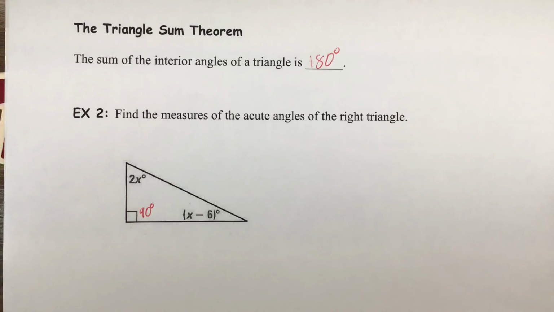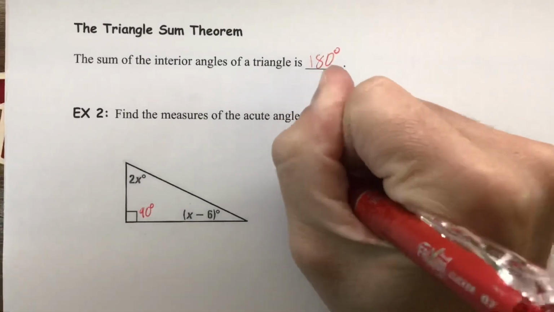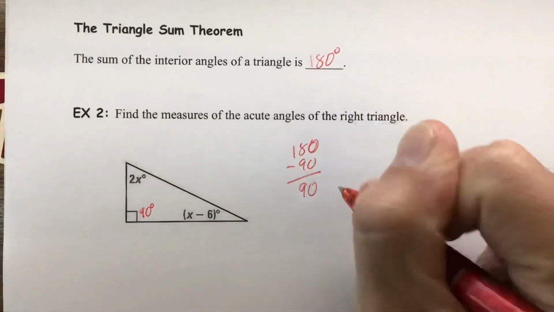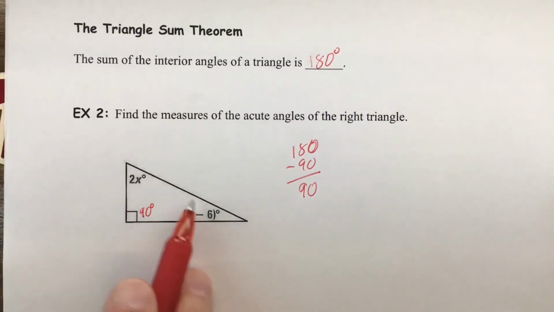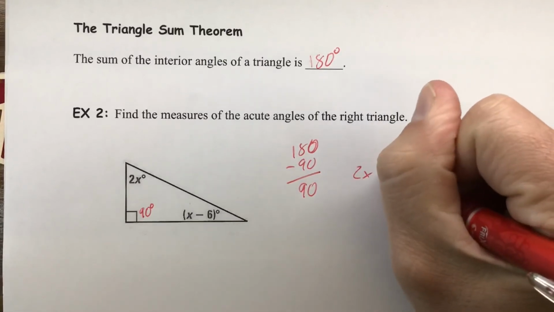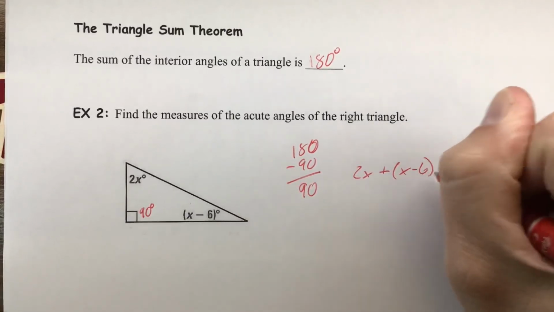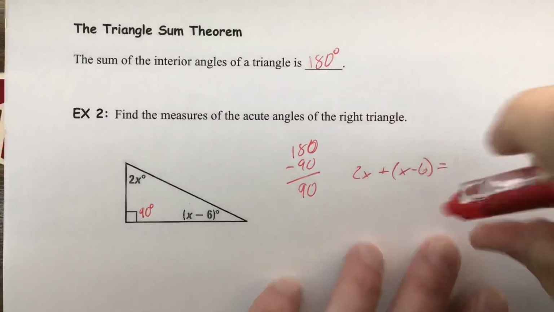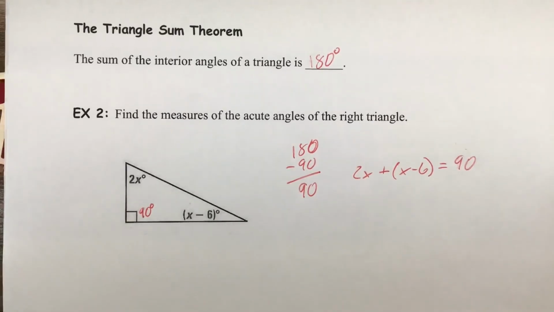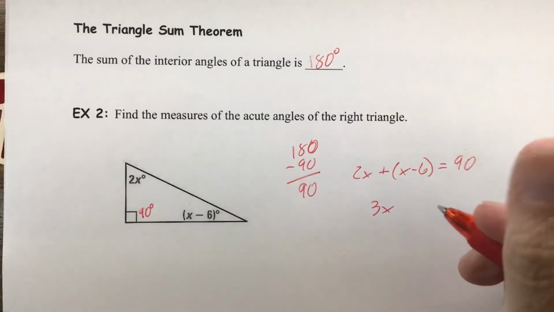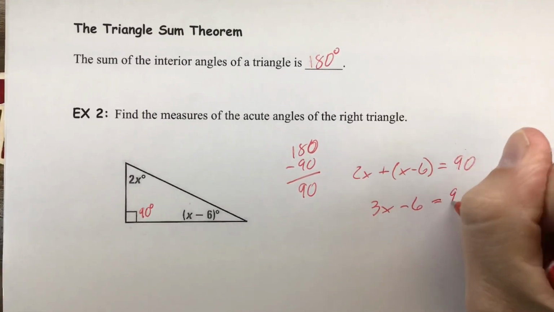If all of them are going to add up to 180, you could go ahead and subtract the 90 degrees that we know, which leaves us with 90. So these are actually going to be complements. Those two add up to 90. If they do add up to 90, we can take the expressions that we have for them and set those equal, not to 180, but to 90 degrees. We can go ahead and group like terms here, which will give us 3x minus 6 is equal to 90.